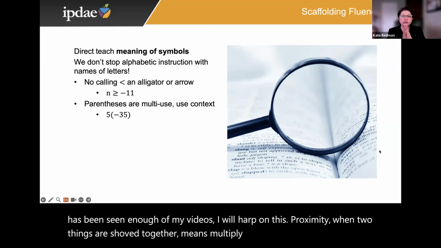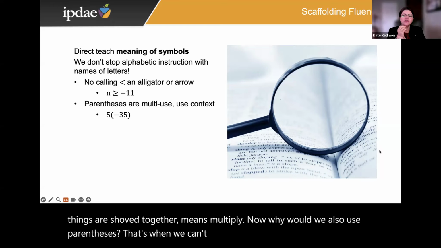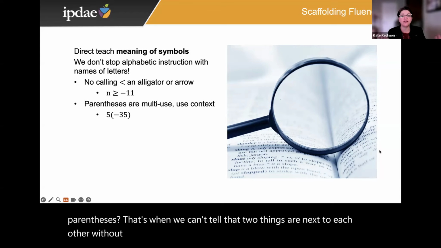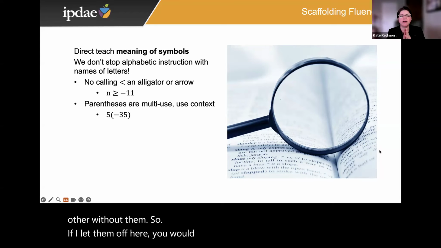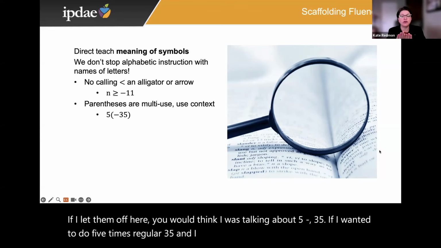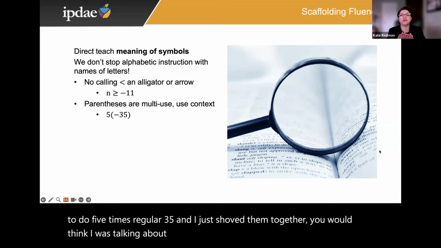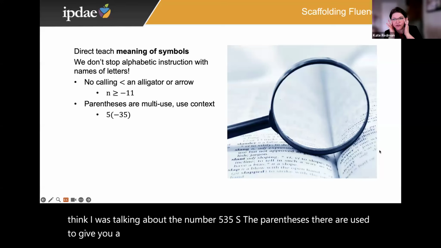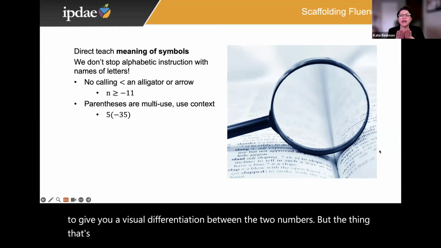Now, why would we also use parentheses? That's when we can't tell that two things are next to each other without them. So if I left them off here, you would think I was talking about 5 minus 35. If I wanted to do 5 times regular 35 and I just shoved them together, you would think I was talking about the number 535. So the parentheses there are used to give you a visual differentiation between the two numbers. But the thing that's making them multiply is the proximity, the closeness.